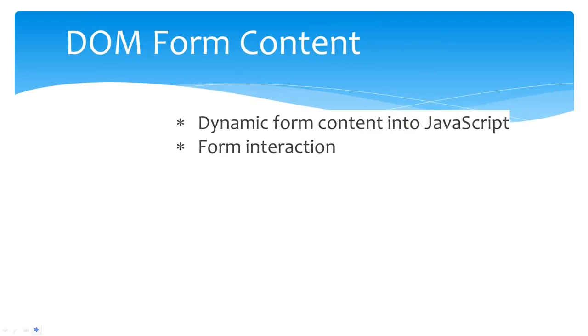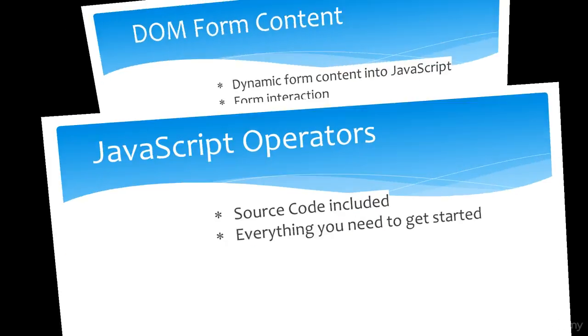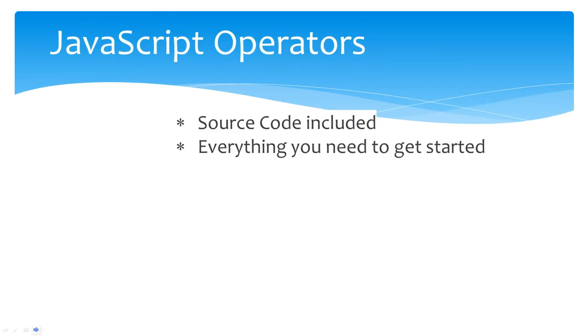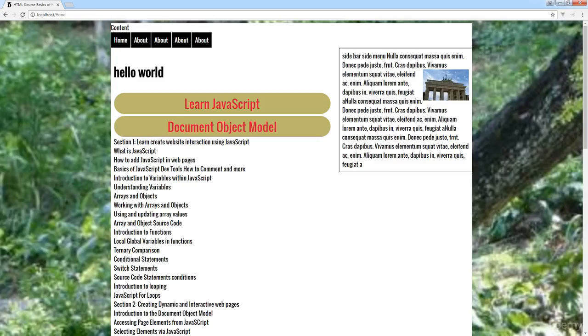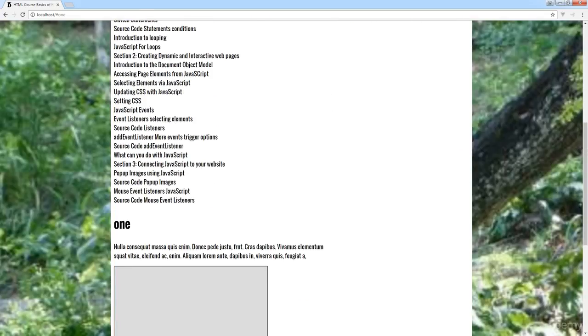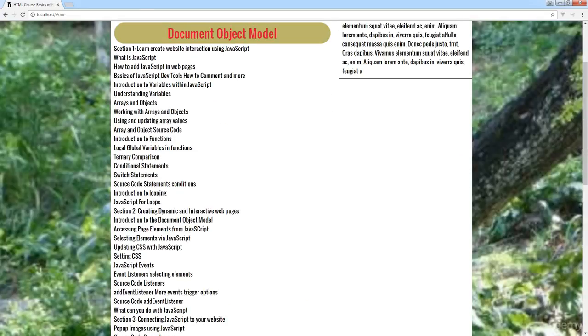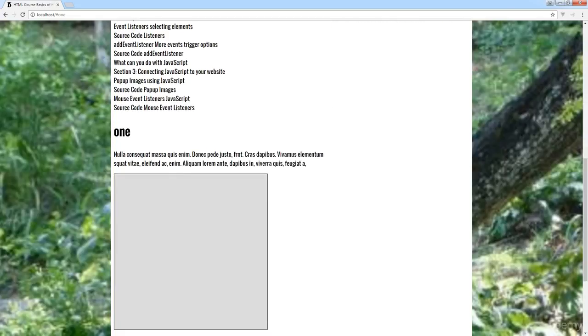So we're going to go through how to add those in, and this is where we get dynamic content and interactive content using JavaScript. We're also going to look at JavaScript operators. All of the source code is included, and everything you need to get started creating your own version of JavaScript and adding JavaScript in your web pages is included. So we've got all of this and a whole lot more. So when you're ready, let's start creating JavaScript.